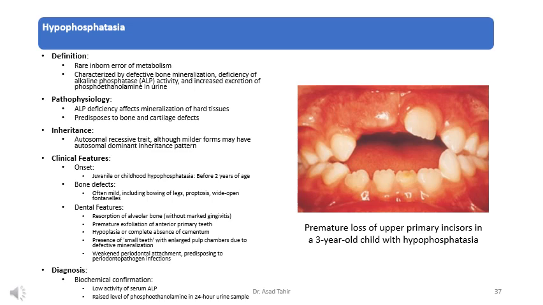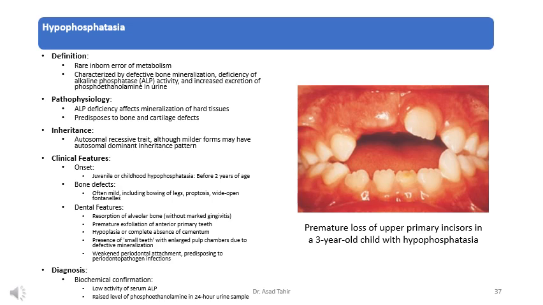Clinical features. Onset. Juvenile or childhood hypophosphatasia, before 2 years of age. Bone defects. Often mild, including bowing of legs, proptosis, wide-open fontanelles. Dental features. Resorption of alveolar bone, without marked gingivitis. Premature exfoliation of anterior primary teeth. Hypoplasia or absence of cementum.